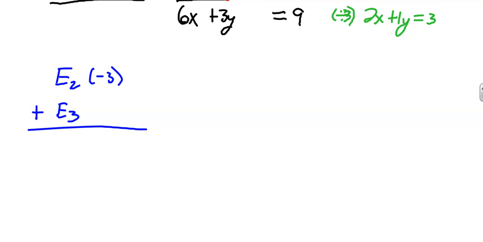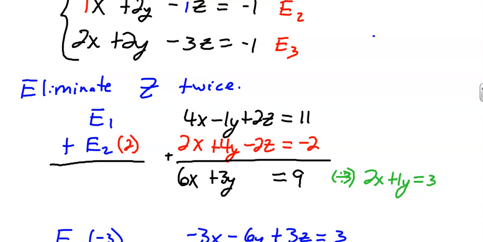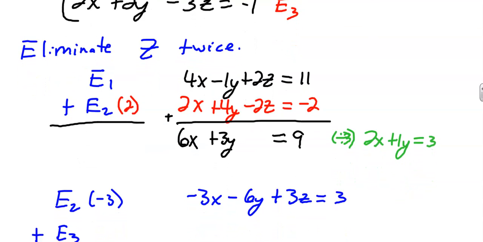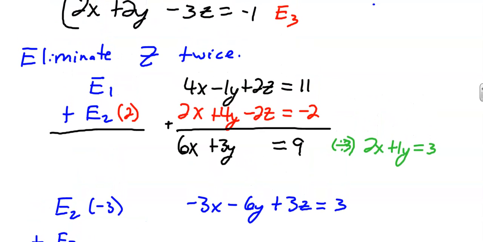Okay. So multiplying everything by negative 3, that's going to get us negative 3x minus 6y plus 3z equals 3. And double check my math here real quick. Equation 2 times negative 3: negative 3x minus 6y plus 3z equals positive 3. Okay. In equation 3, we're not changing it, so that one will stay at 2x plus 2y minus 3z equals negative 1.